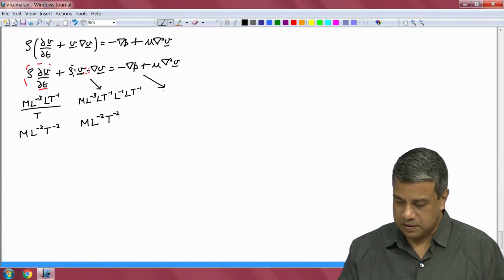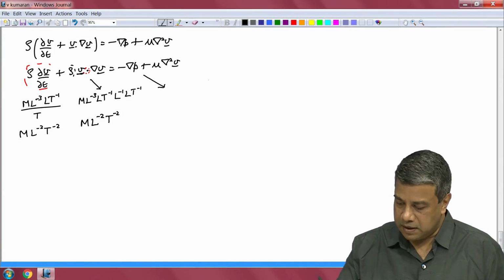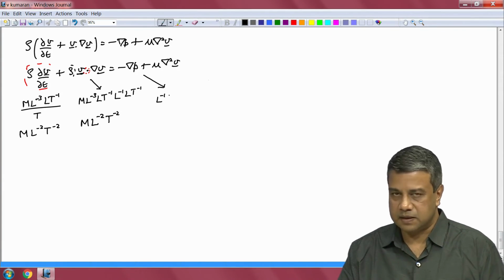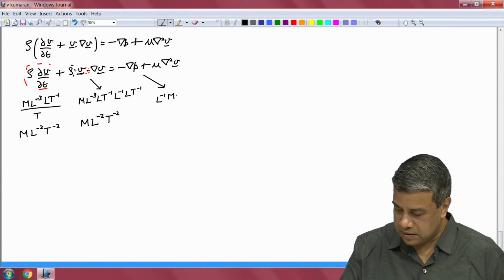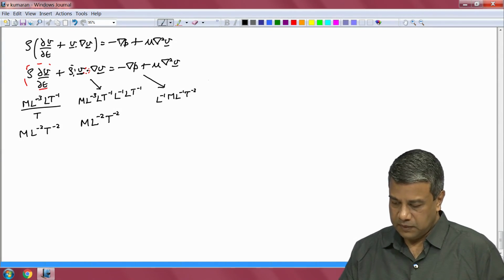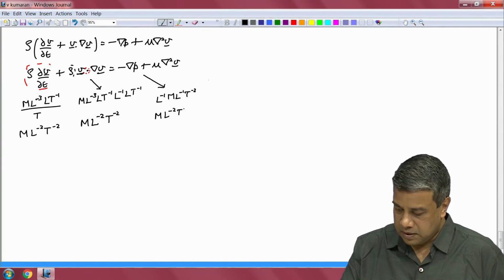The pressure term here, grad of pressure. The gradient has dimensions of length inverse. It is a derivative with respect to length, and the pressure has dimensions of mass length inverse T power minus 2. And you can see that it has the same dimension as the other terms, M L power minus 2 T power minus 2.